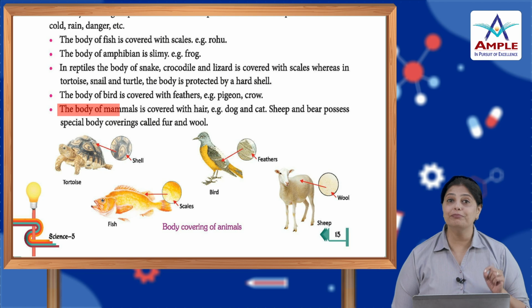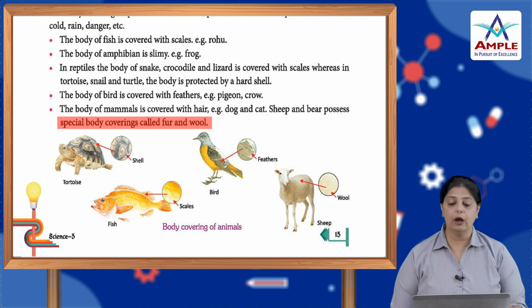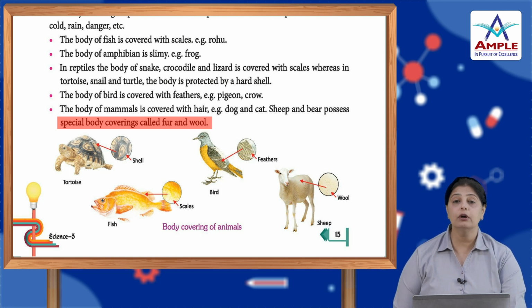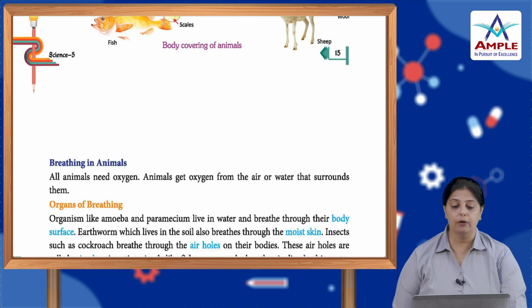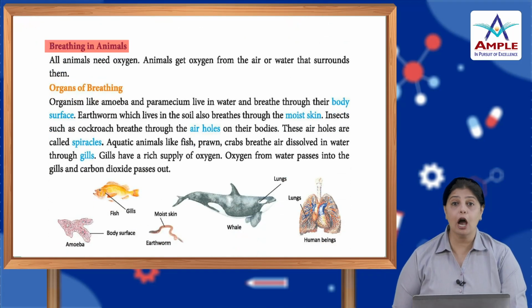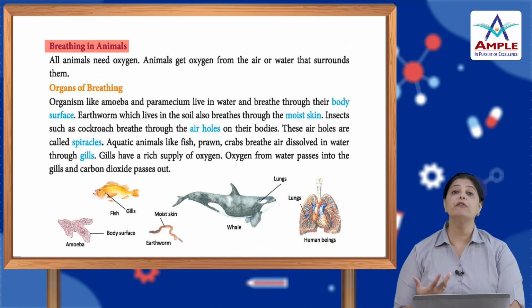Now, the body of mammals is covered with hair. For example, dog, cat. Sheep and bear possess special body covering called fur and wool. Now, you can look at the picture and you'll come to know what the different coverings on the different animals are. We don't even have to look at them because we've already seen so many animals all around us. These body coverings protect them. Now, let's talk about breathing in animals. How do they breathe? They don't breathe the way we breathe.